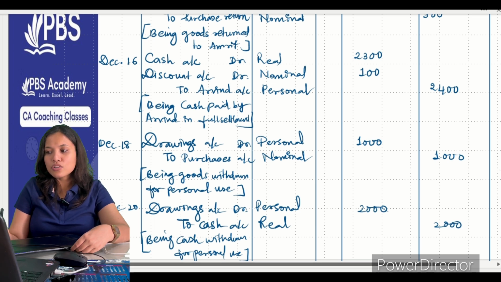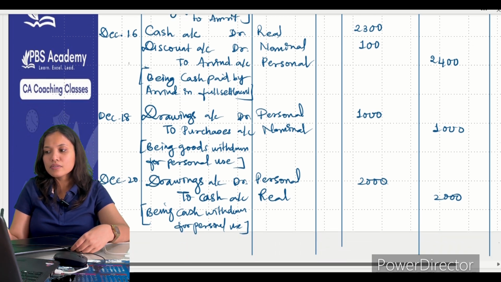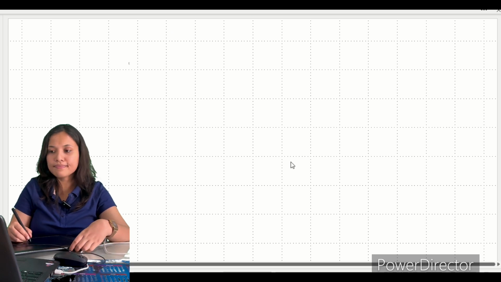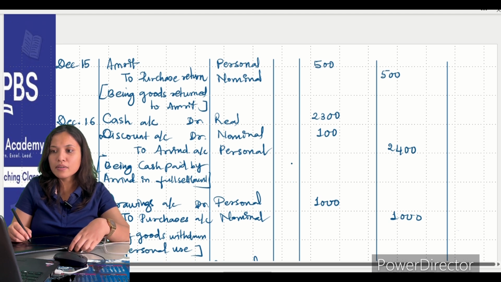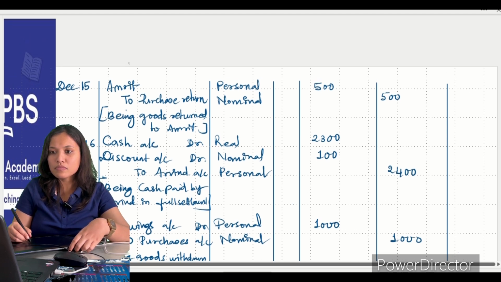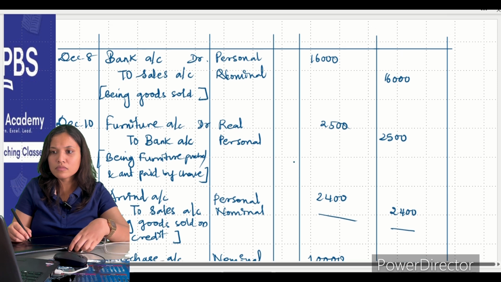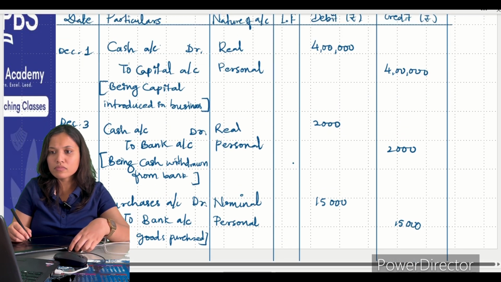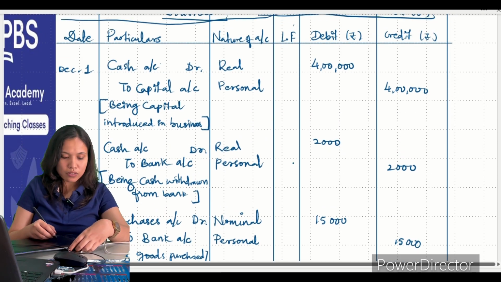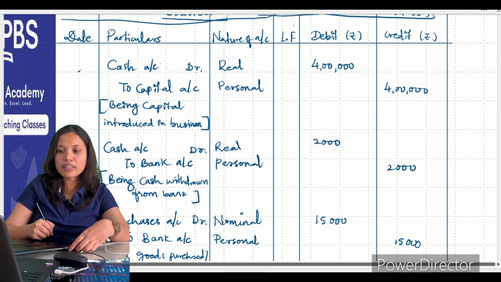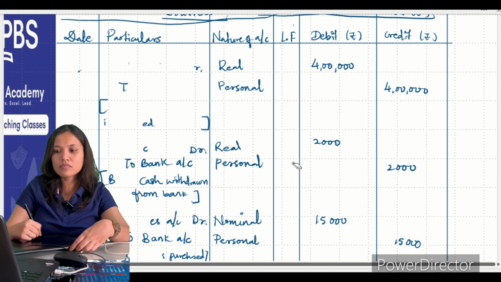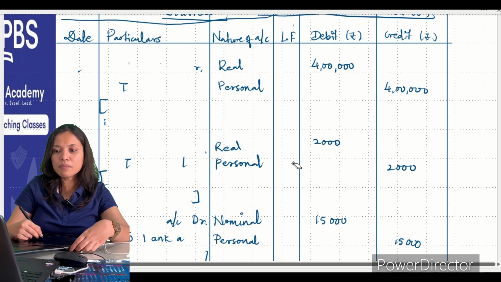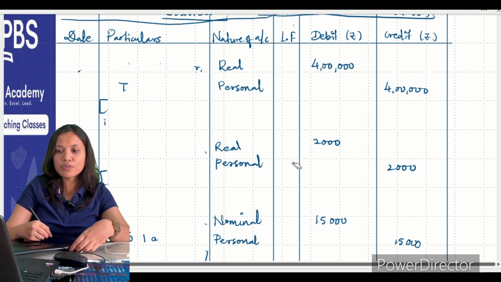Okay. Chalo, moving on to the next page. Let me erase some entries and write. What is the next transaction we have? Read the next transaction. You can solve the next one very quickly. Till the time I do this, you can solve it very quickly.